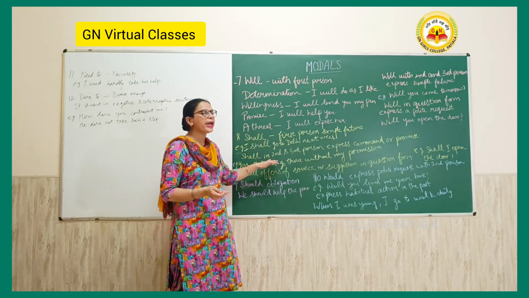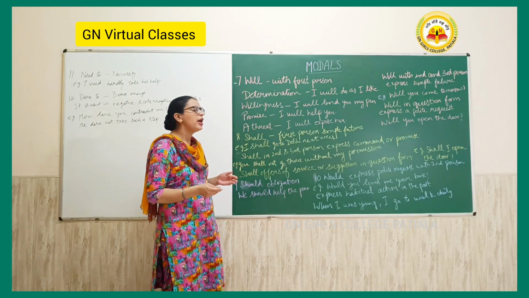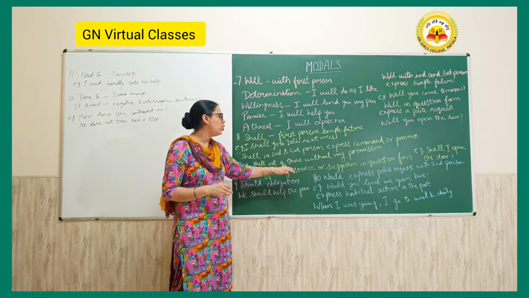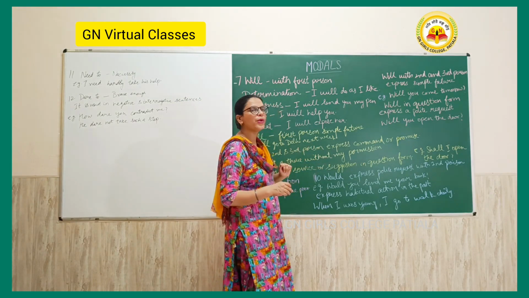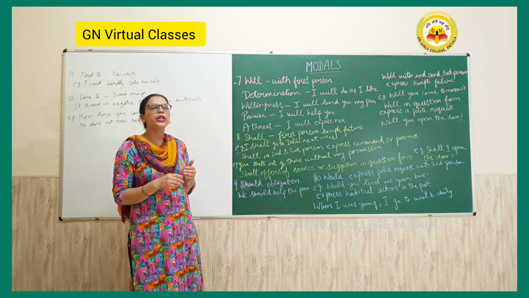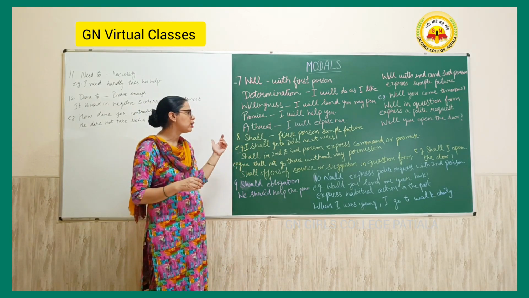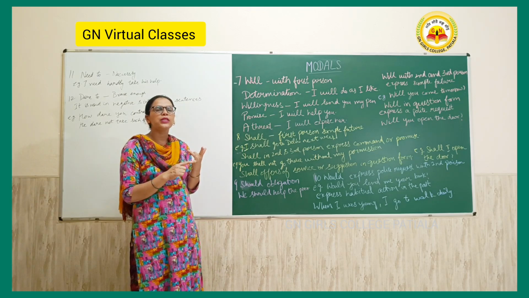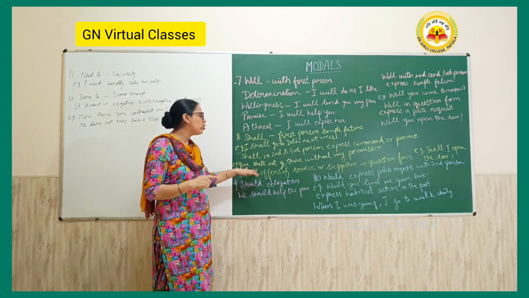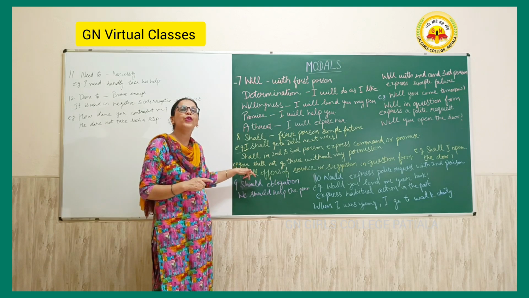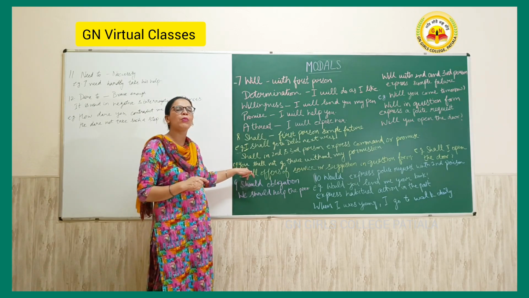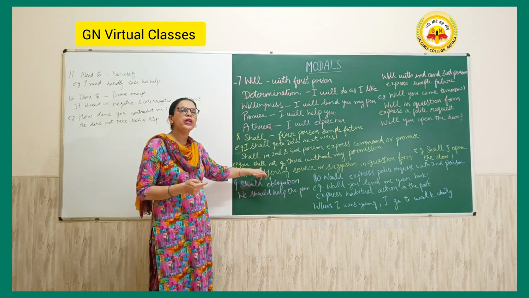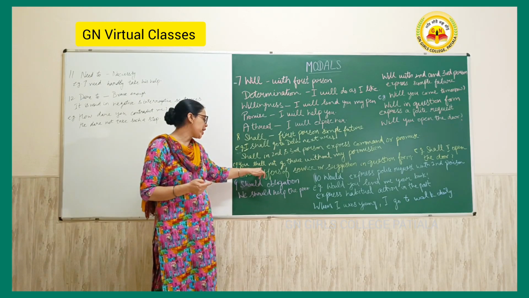Then shall in the second person or third person expresses command or promise. You shall not go there without my permission. This is a command. As in the rules of the future tense, second or third person contains only will, but when you are giving a command or keeping a promise, then you write here second and third person shall.